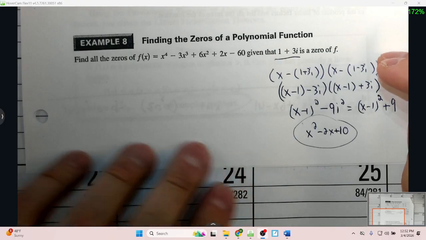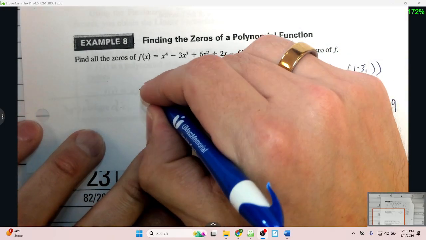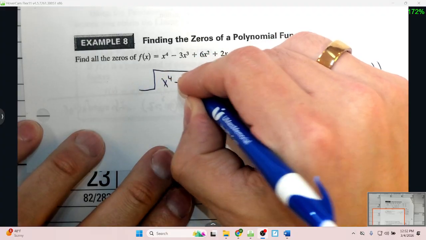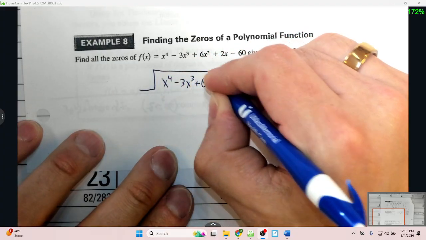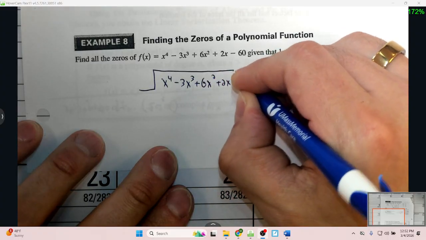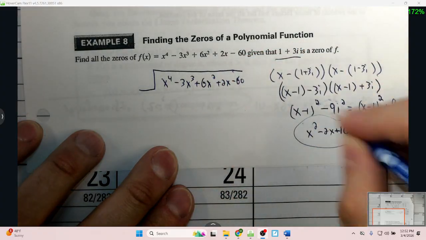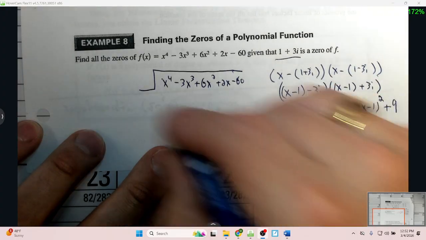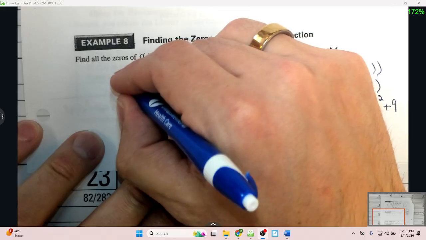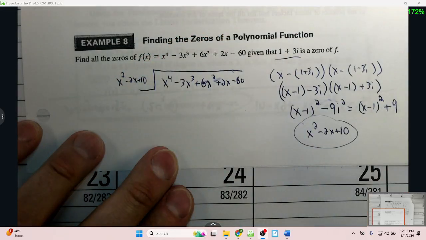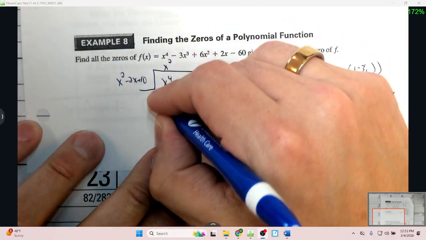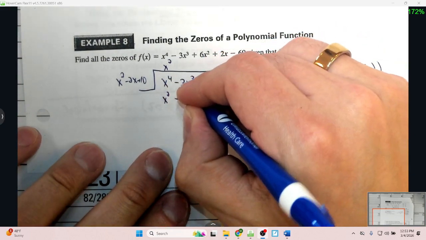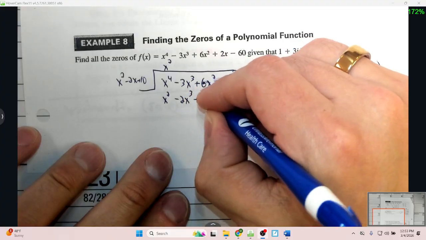This is a factor. So what we're going to do is, this is new. We're going to put x to the fourth minus 3x to the third. Now, because this is not a linear factor, we're going to use long division to see what's left once we take out this 0 and this 0. So this is going to be x squared minus 2x plus 10. So this will be x squared. This will be x squared minus 2x cubed plus 10x squared.